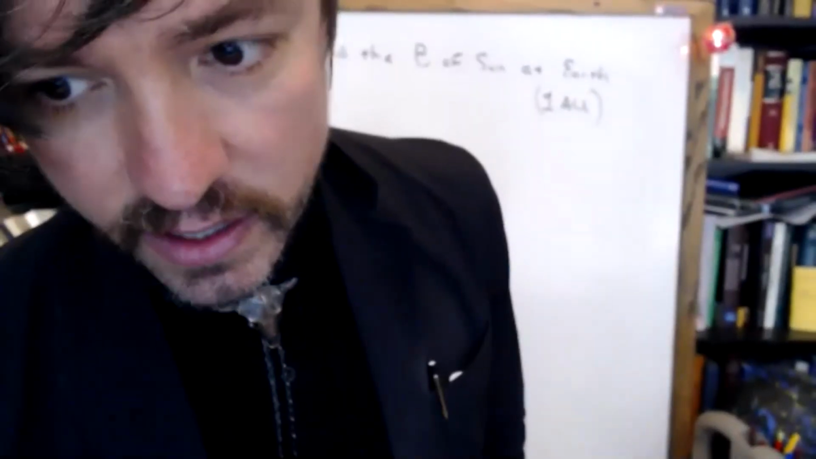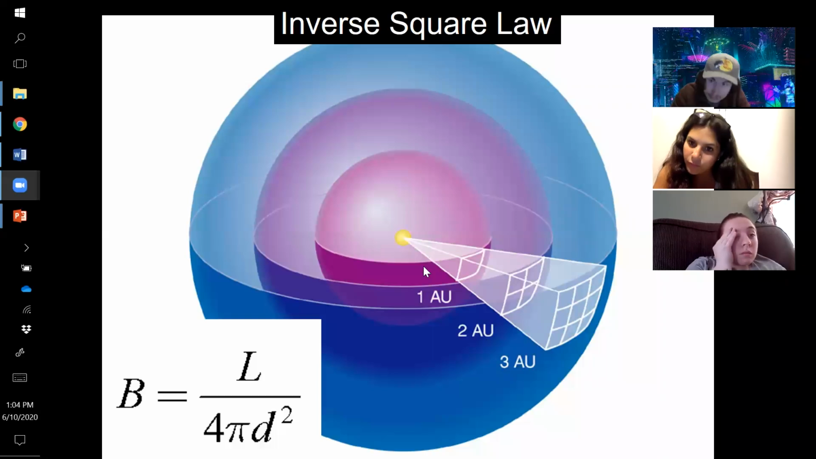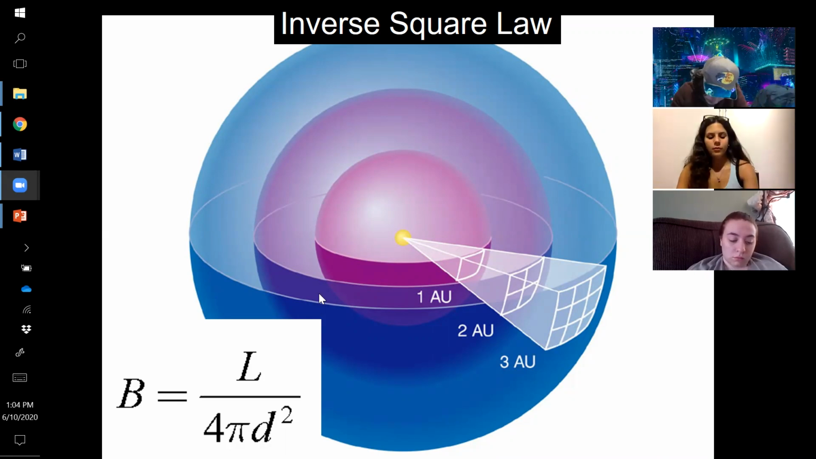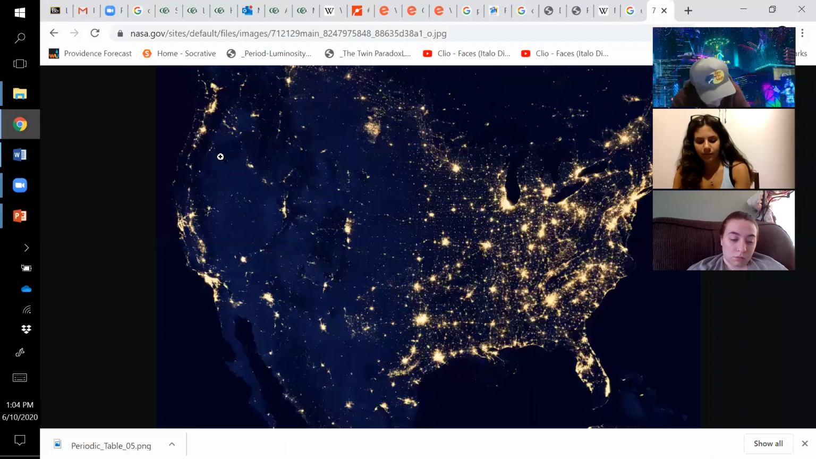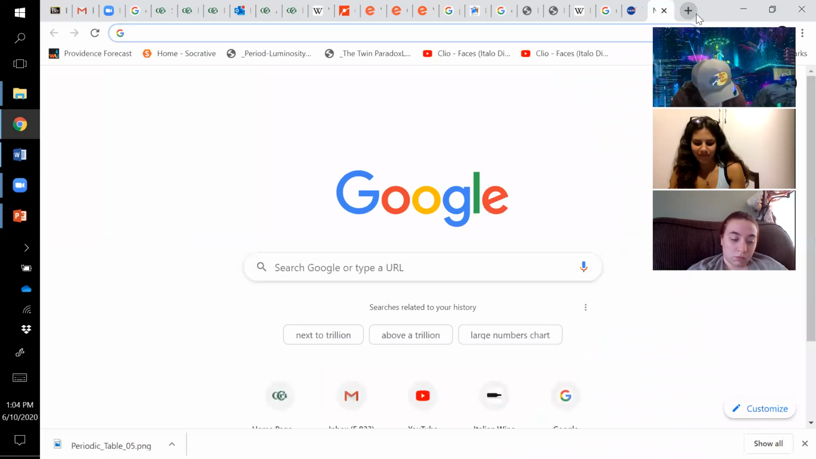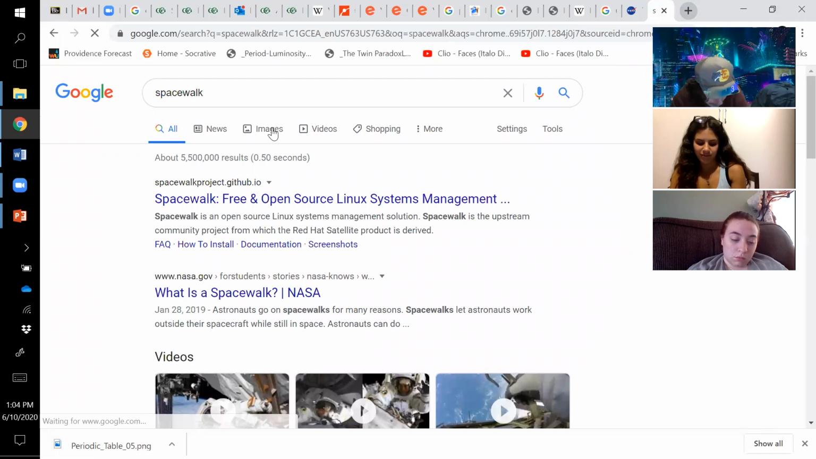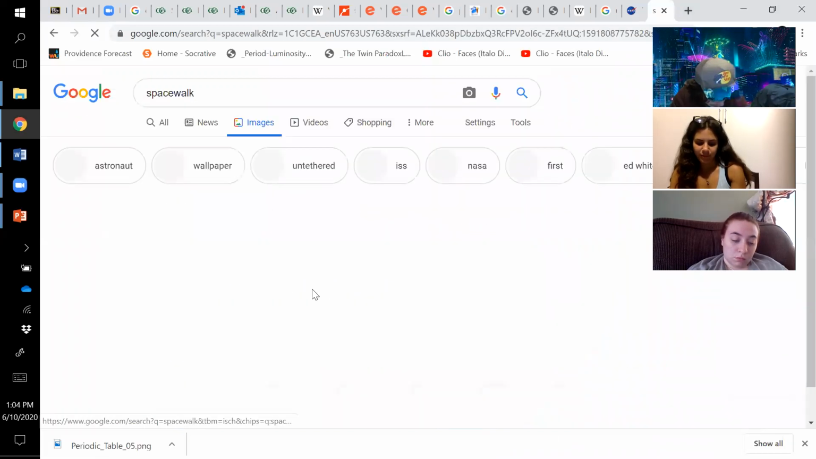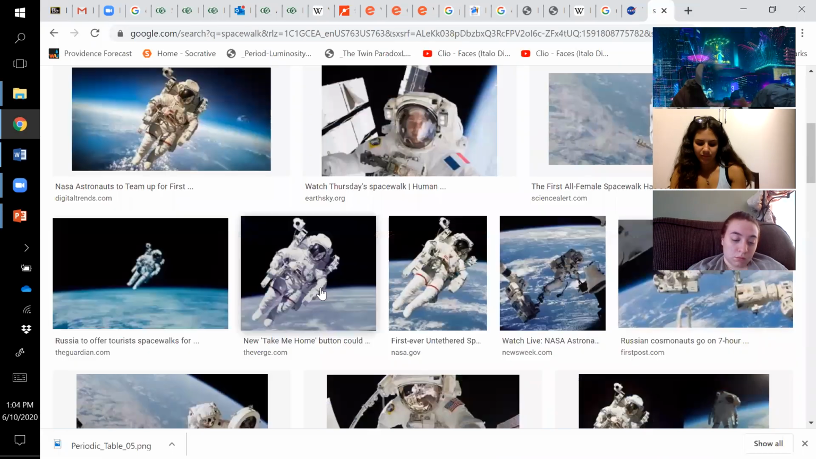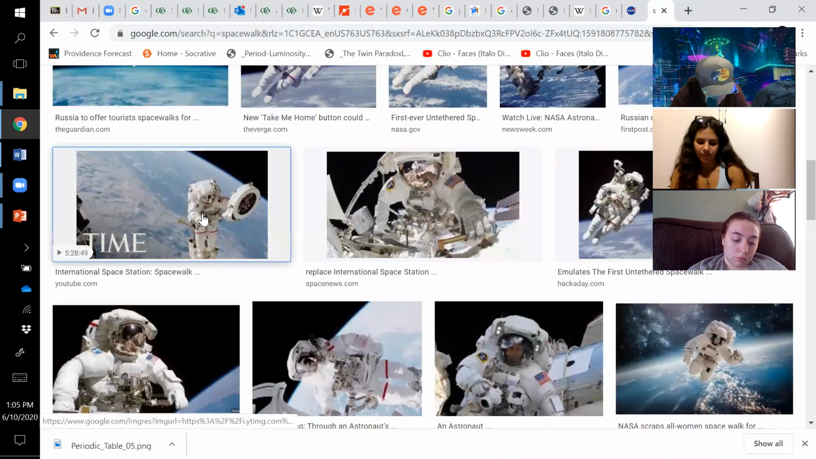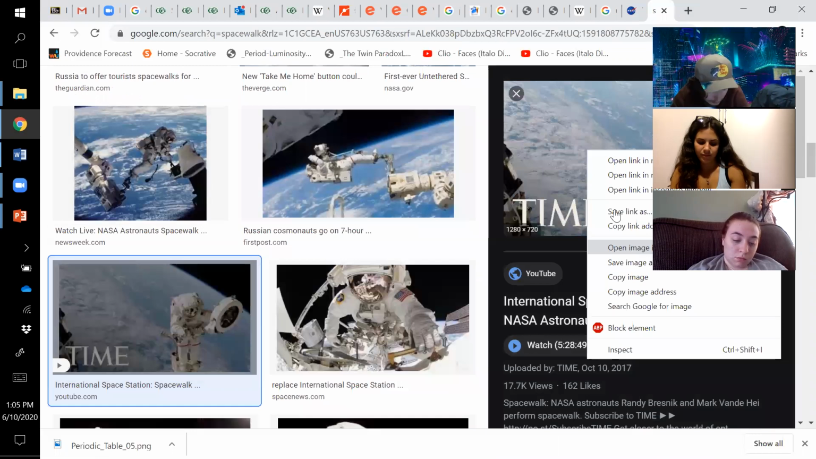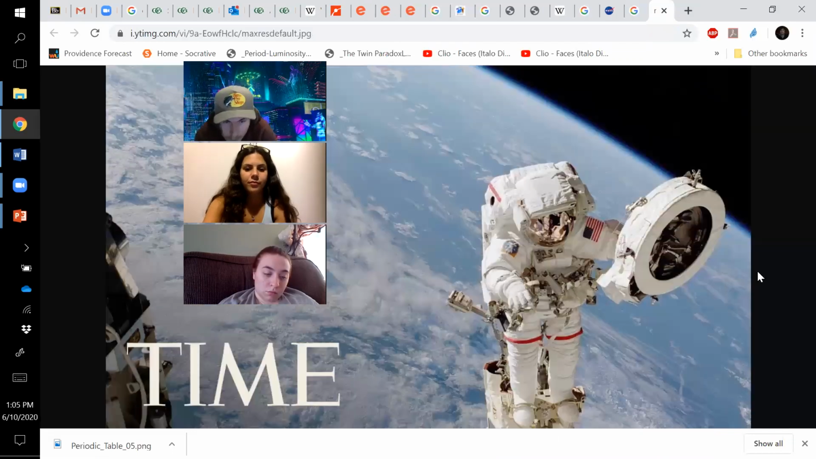We could imagine that we're sitting here at 1 astronomical unit. Imagine that you're an astronaut on a spacewalk, standing outside the atmosphere of Earth. Here's a picture of an astronaut stepping out of the International Space Station. They would be roughly 1 AU from the sun. Let's imagine that the astronaut is holding up a solar panel, pointing it directly towards the sun, 1 astronomical unit away.